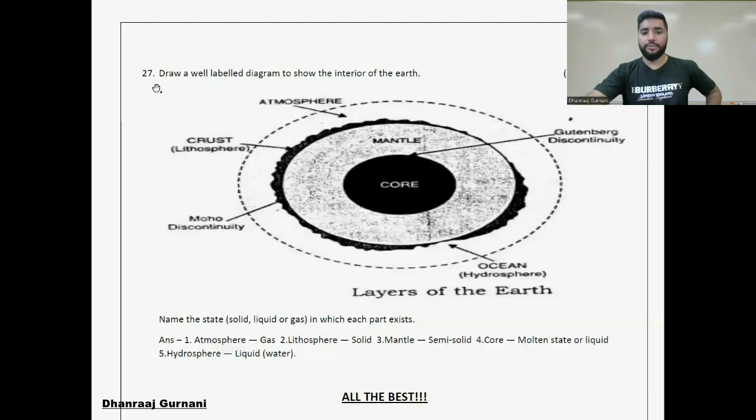So we take it from the top. You did the core, and between the core and mantle is the Gutenberg. Then you did the mantle. Now the discontinuity between the mantle and the crust is the Moho discontinuity. And then we did the crust as well, which is the lithosphere. So the discontinuity between the crust and the mantle is called the Moho discontinuity.